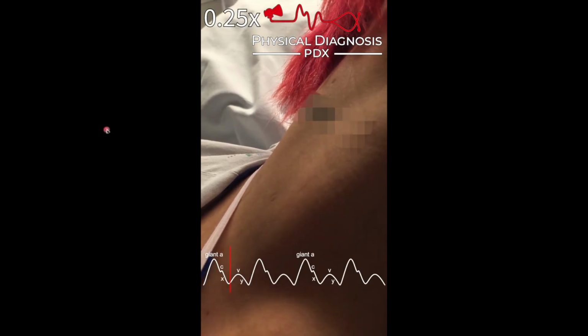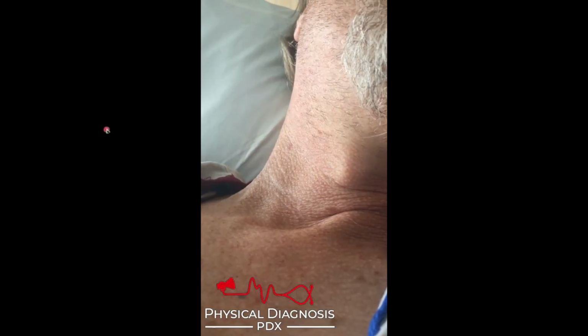So this is a giant A wave in a young woman who developed pulmonary hypertension as a result of methamphetamine use. So here we go. So we can really see it. We can follow that tracing along. So here we go. A, X, V, Y, A, X, V, Y, A, X, V, Y. That's quite an impressive A wave. Let's move to the next video here.